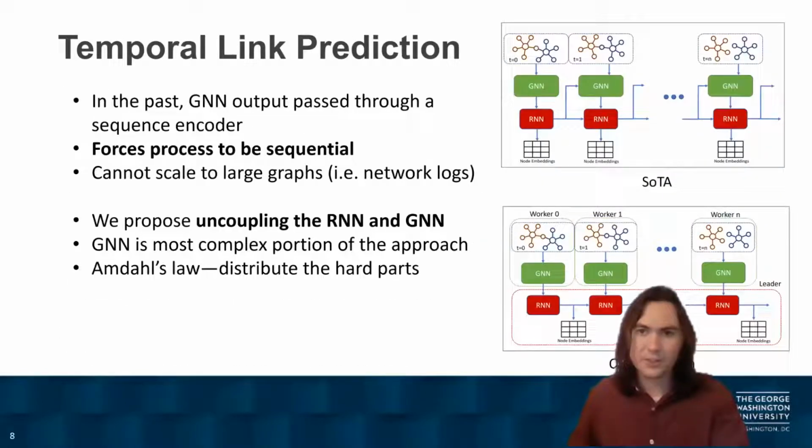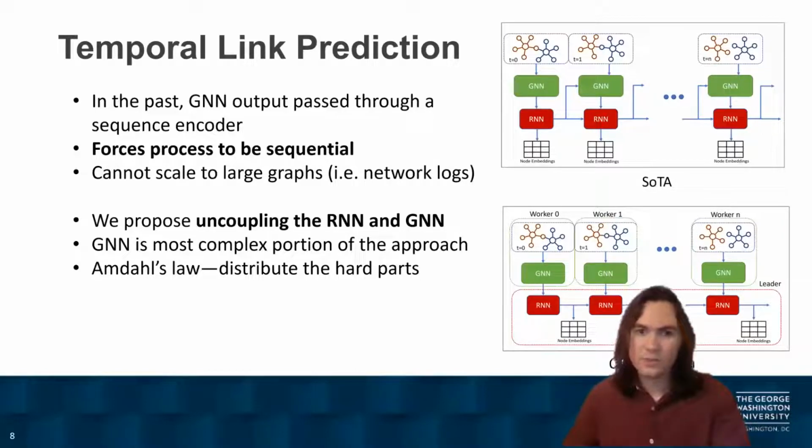So temporal link prediction is most often done in the method in the top right box, where you take a graph and pass it through a graph neural network. The output of the graph neural network goes into a recurrent neural network, which outputs a node embedding, as well as the input for the next graph neural network. This forces the whole process of embedding temporal graphs to be sequential, which is not really feasible when we're looking at network logs, which can span days and days.